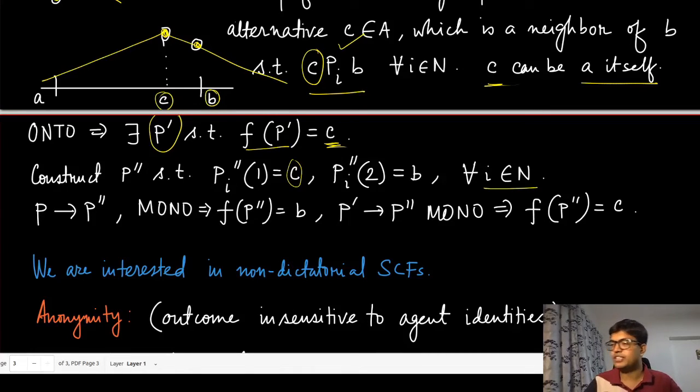Now the proof is very simple. We look at two different transitions from P to P double prime and we apply monotonicity, and here we are using the fact that monotonicity and strategy proofness are equivalent here also.